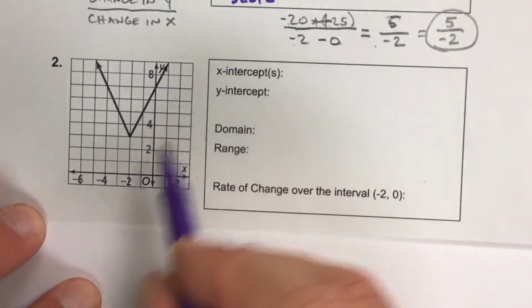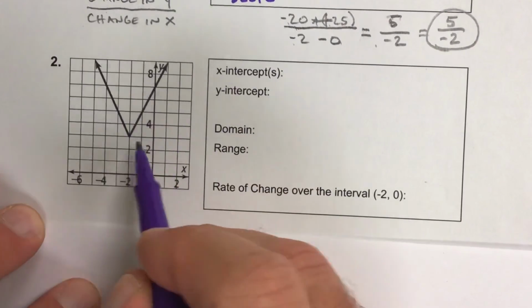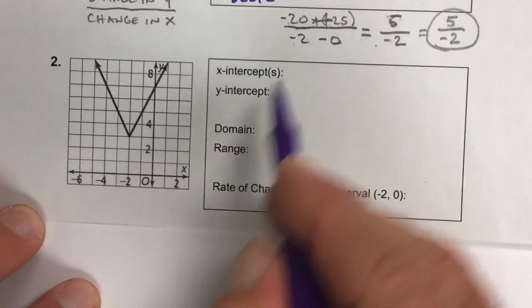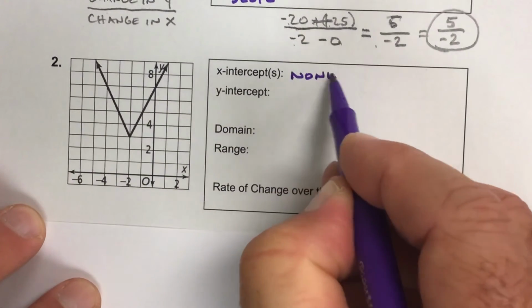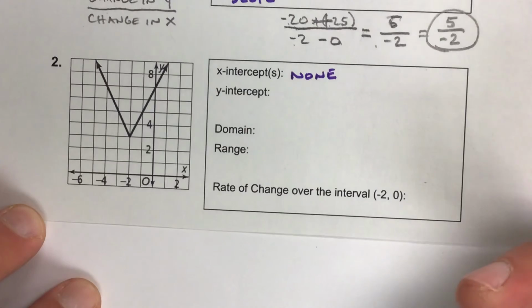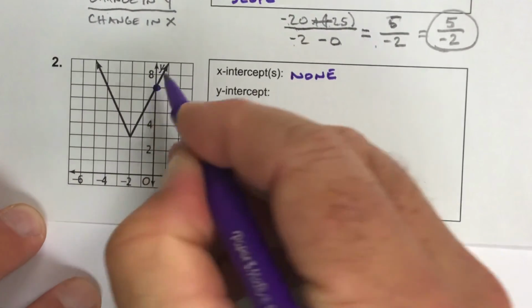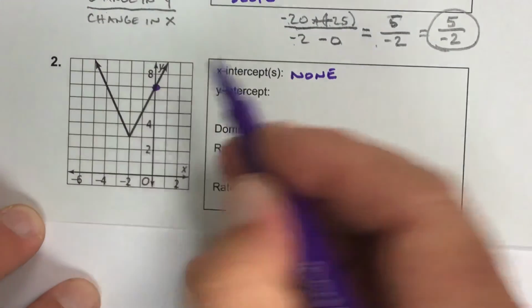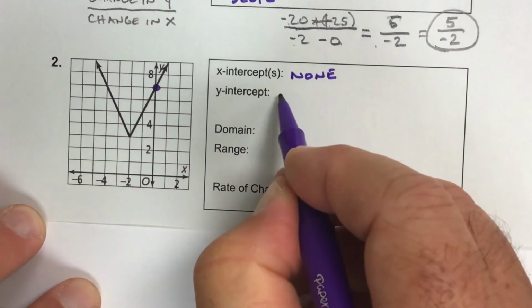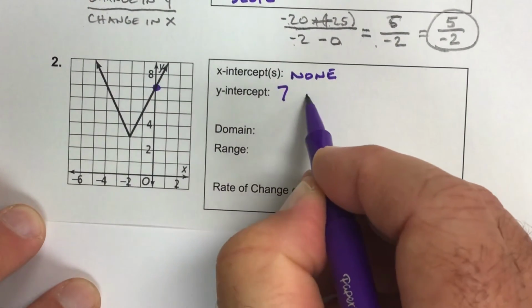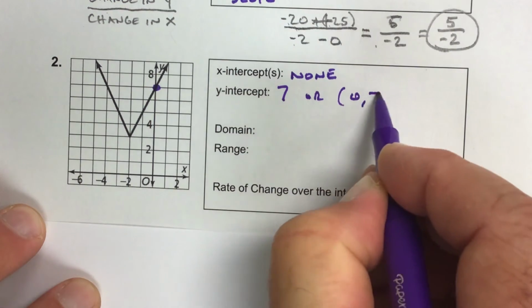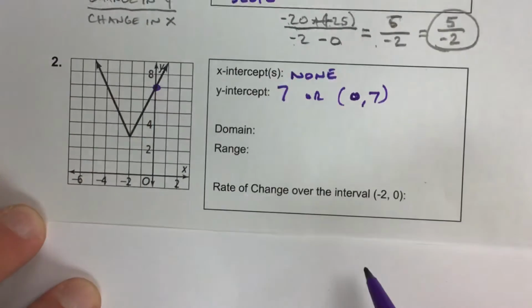So the x-intercepts. So where does this cross the x-axis? Well, it doesn't, so there are none. Y-intercept. Here's the y-axis. It crosses right here. That looks to me like 7, right? So 7, or 0, 7, right? That's the point, 0, 7.